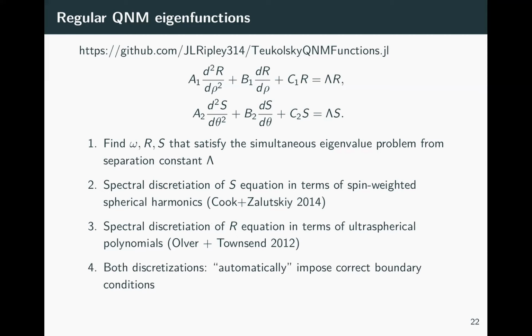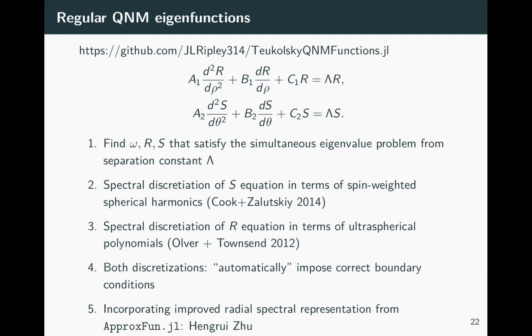Both of these discretizations are very convenient because they automatically impose the correct boundary conditions; the expansion automatically imposes regularity of the solution. So any solution I find will automatically satisfy the boundary conditions that we need, and we don't have to impose boundary conditions artificially. I should say there's a graduate student who helped implement, in particular, this radial discretization. So it was a collaborative effort to make this happen. Okay.